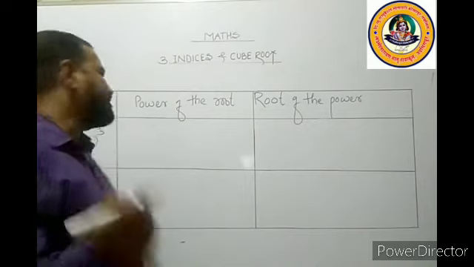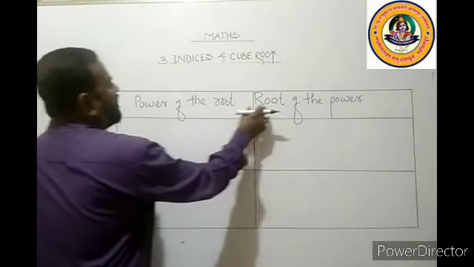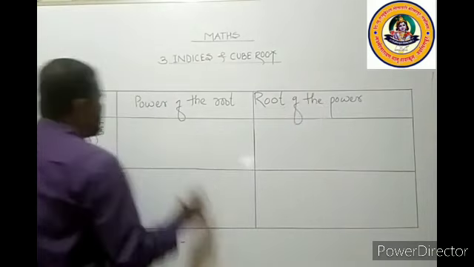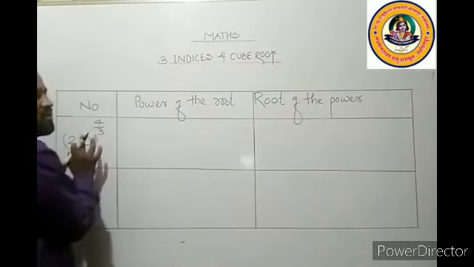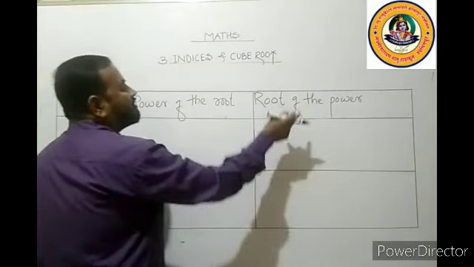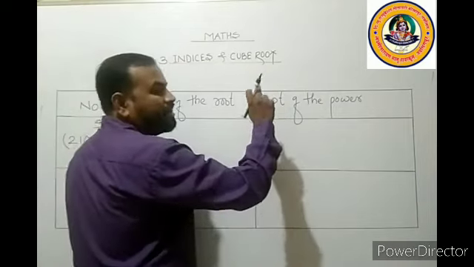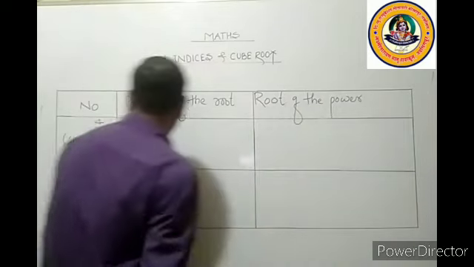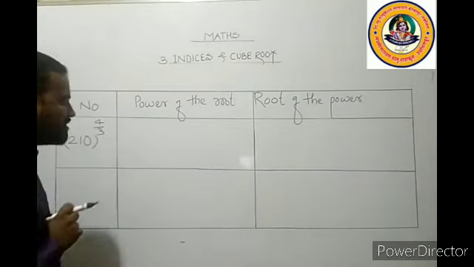Let's see how to read it. There are two methods: power of the root, and root of the power. Power of the root means first we read the power of the given number and after that its root, and the second method is first we read the root of the index and after that its power. Here is the example, 210 raised to 4 by 3.